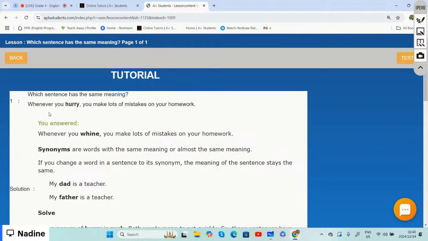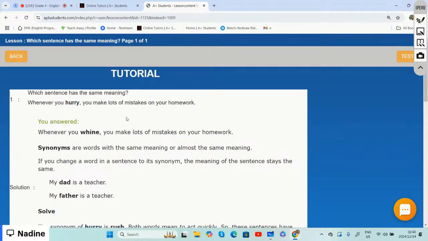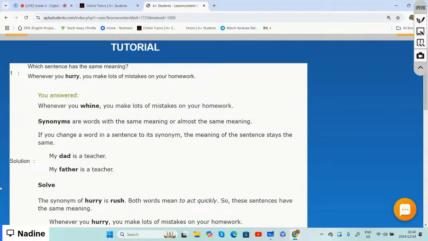All right, so now it says which sentence has the same meaning. So here it says, firstly, synonyms are words with the same meaning or almost the same meaning. And if you change a word within a sentence to its synonym, that's a word that has the same meaning or almost the same meaning, then the meaning of the sentence stays the same. For example, my dad is a teacher, or we can say my father is a teacher, and it will still mean the same.